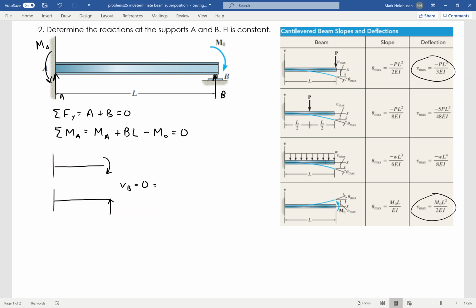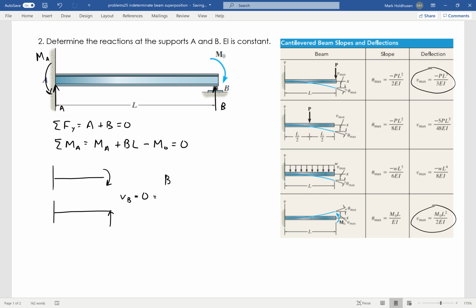I'm going to have BL cubed over 3EI. And then the moment is going to create a negative deflection downward, which will be minus M naught L squared over 2EI. So now I have a third equation with B in it, and that's the only thing in it. So from that I can learn that B equals 3M naught over 2L.